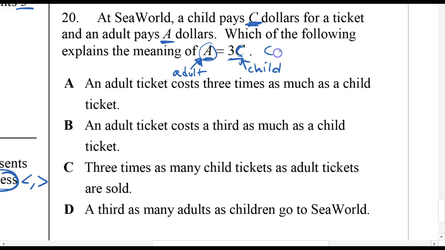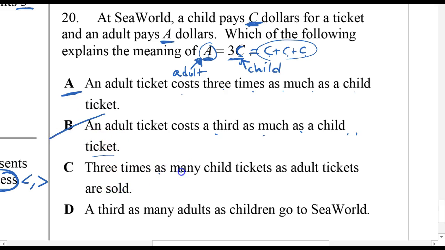Okay, so basically C plus C plus C is equal to an adult ticket. So I'd have to buy 3 child tickets in order to equal how much it costs to buy 1 adult ticket. So let's look through the different options. An adult ticket costs 3 times as much as a child. Okay, that's a maybe. An adult ticket costs 1/3 as much as a child. So this is saying it costs less. But here we can see that it would take 3 tickets to buy 1, so that's not it.